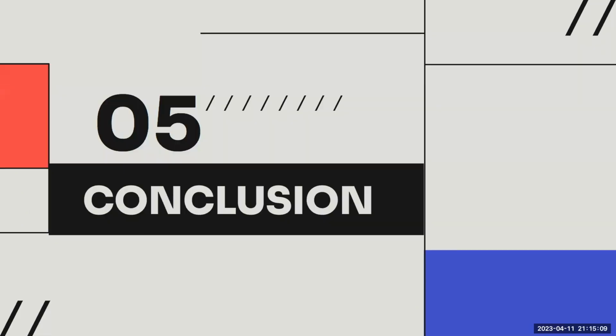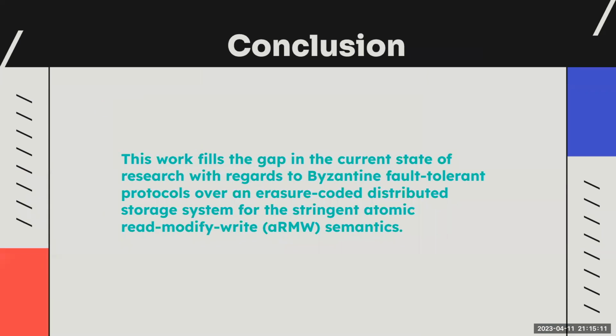We now move on to the conclusion. To the best of our knowledge, this is the first work which achieves atomic read, modify, write semantics over an erasure-coded distributed storage system in the presence of Byzantine failures. It also does so requiring a minimum of 3F+2 servers in the presence of F Byzantine failures. The development of such protocols will find use in distributed database systems where so-called ACID semantics are required to be guaranteed.